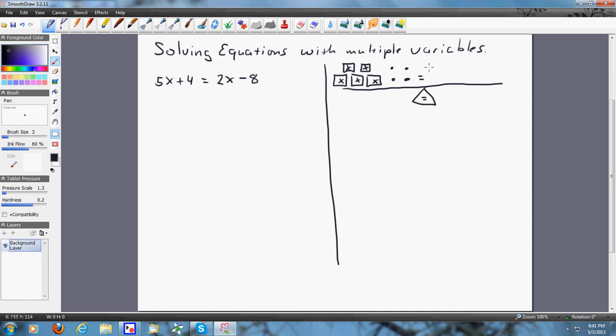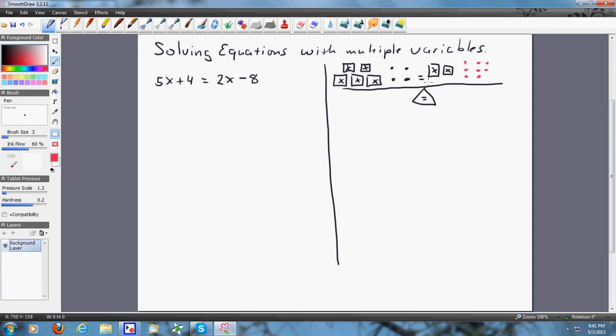So equals, I have 2 x's over here. And I'm going to show a negative 8 by using red dots. Oh, that's not true apparently. Let's try that again. By using 8 red dots. 1, 2, 3, 4, 5, 6, I'll just put 7, 8. So I have 8 red dots. 1, 2, 3, 4, 5, 6, 7, 8.